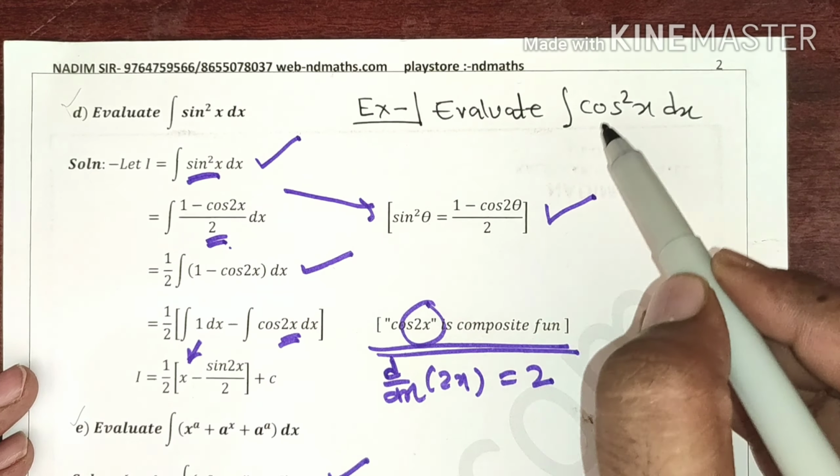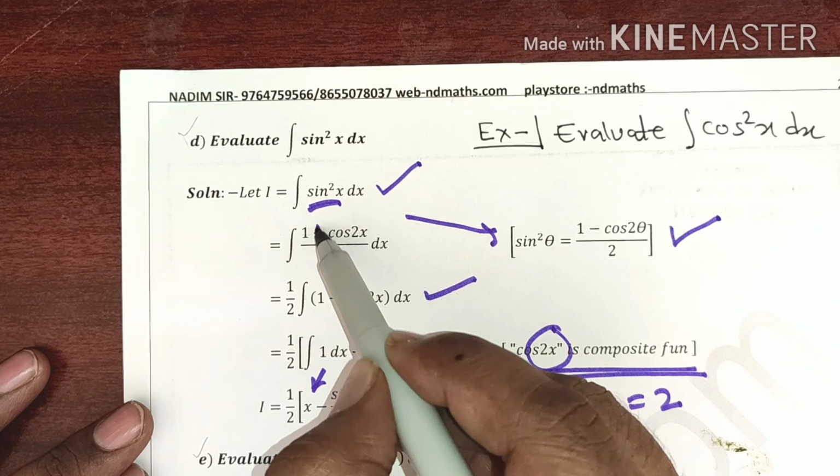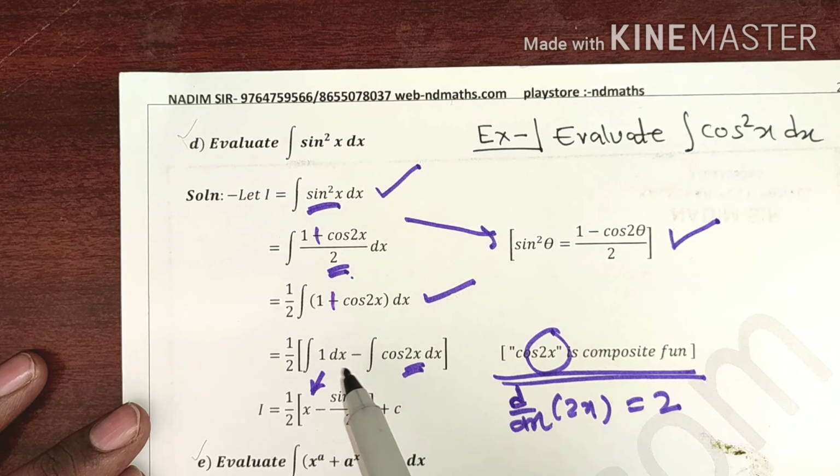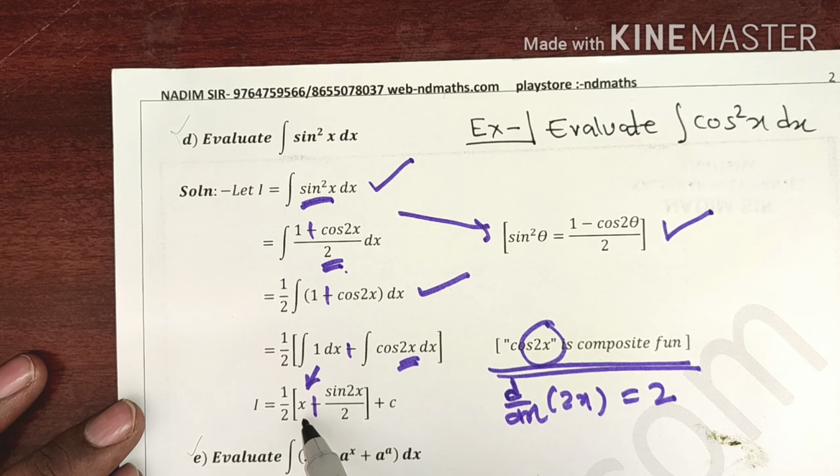See another example. Evaluate integration cos square x dx. If there is cos square x, this becomes plus, this also becomes plus, and this also becomes plus. Integration of 1 is x, integration of cos 2x is sin 2x divided by 2.